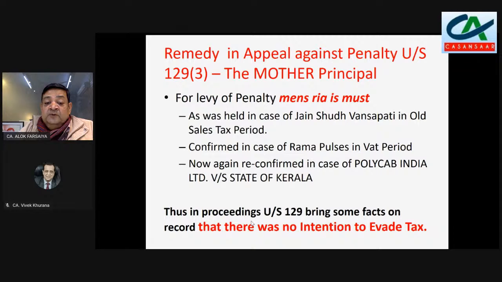And if for any reason we are not able to prove that there is no intention to evade the tax, then we know, friends, nothing can be done. So in the entire e-way bill mechanism, I have a one-liner message: we need to prove that there is no intention to evade the tax.